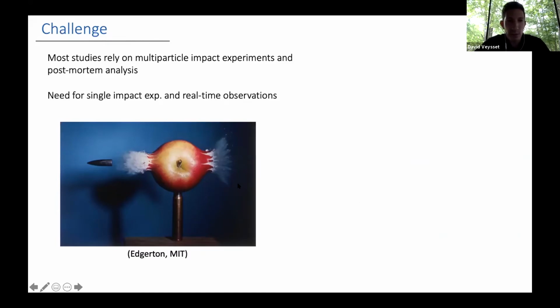So this is a famous example of a single impact experiment done by Edgerton at MIT, where you can see the impact events in real time, which is more instructive than just looking at the outcome.